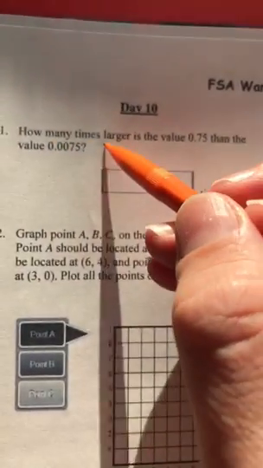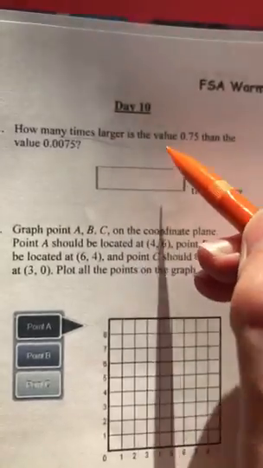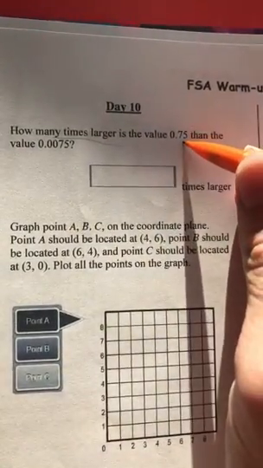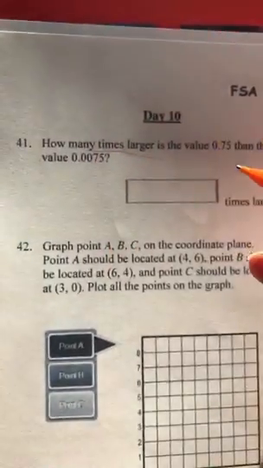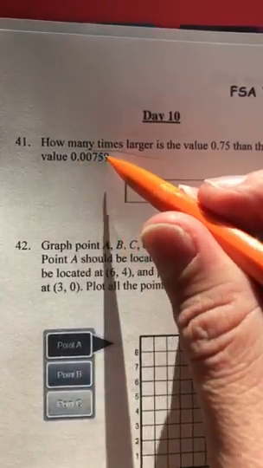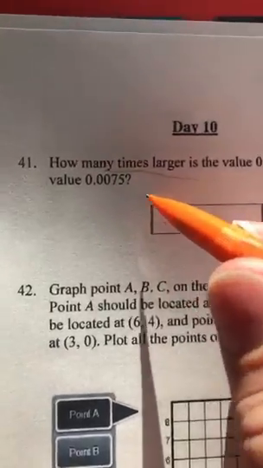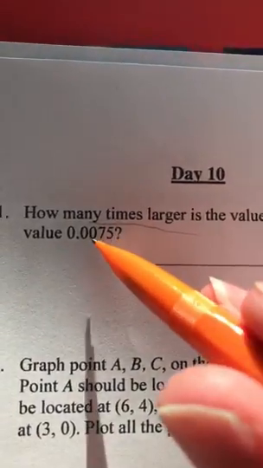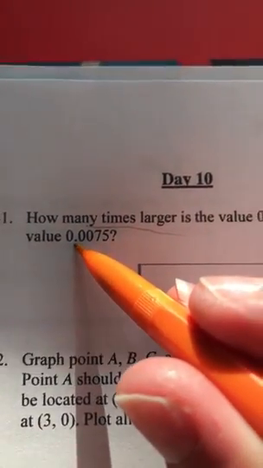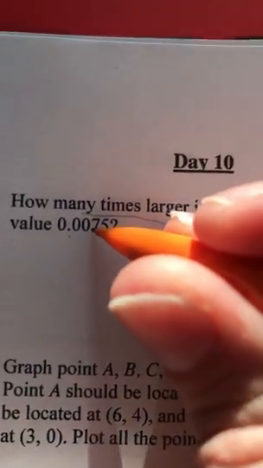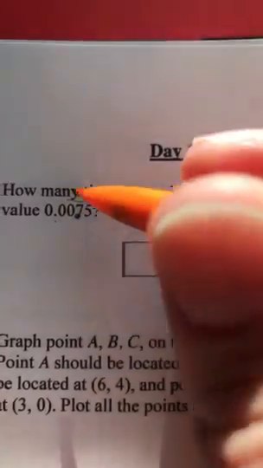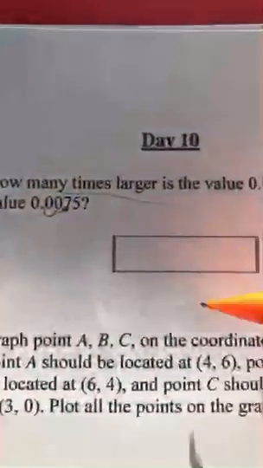So 41 says, how many times larger is the value of 75 hundredths than the value of that number right there, which I'm not going to say because it's actually outside your content limits. But what I want you to realize is when we're talking about how many times larger, we're talking about how many times did the decimal move. So here the decimal was right after the 7. It was here. And it's moved. And count how many times did it move over.